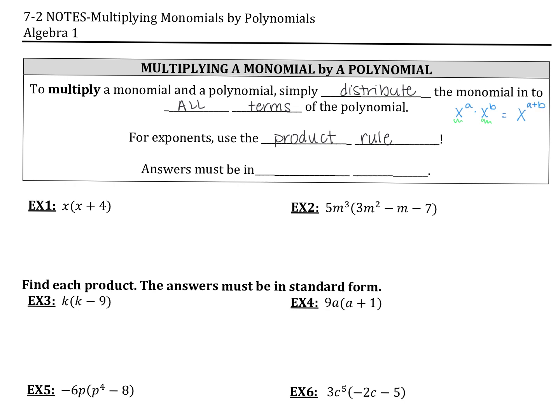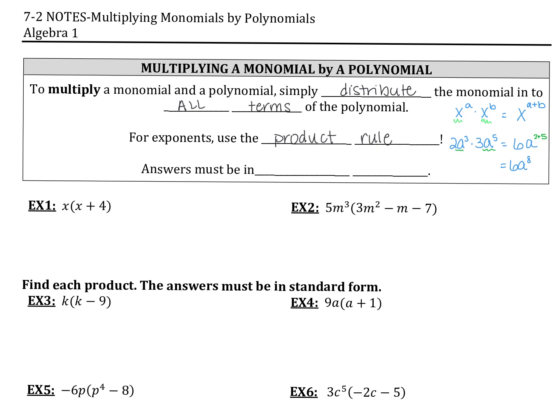So remember, if we had an example like 2a to the third times 3a to the fifth, because these bases are the same, we multiply 2 times 3 to get 6. It would be 6a, and then I just add the 3 plus the 5, and my result would be 6a to the 8th power.